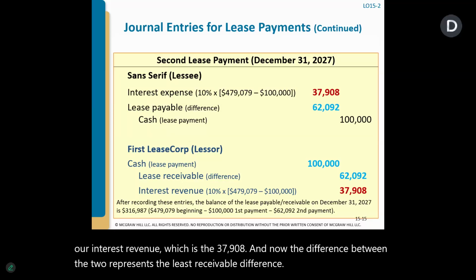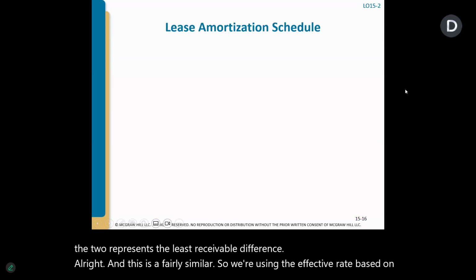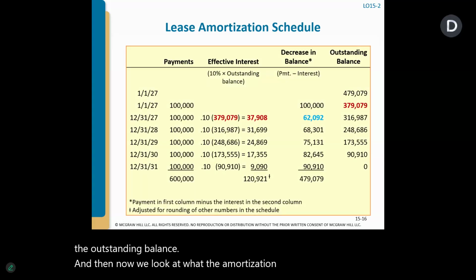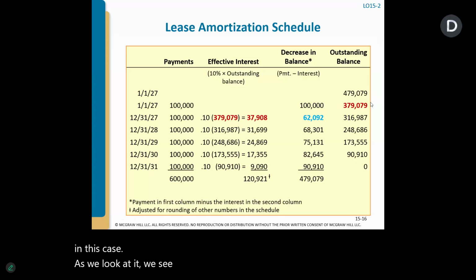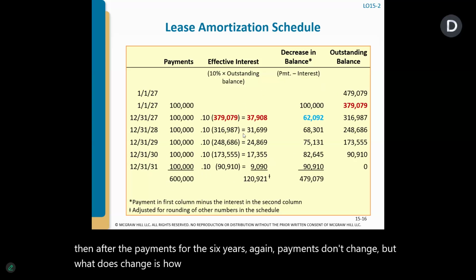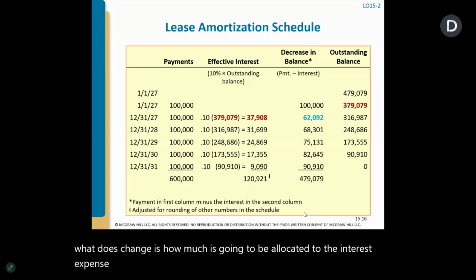All right, and this is fairly similar. So we're using the effective rate based on the outstanding balance. And then now we look at what the amortization schedule would look like. So in this case, as we look at it, we see that we started off with a balance of $479,079. And then after the payments for the 6 years, again, payments don't change, but what does change is how much is going to be allocated to the interest expense and how much of those payments will be allocated to the principal balance.